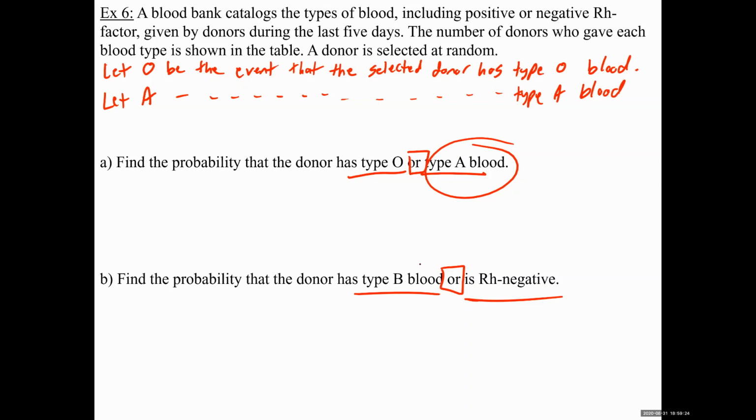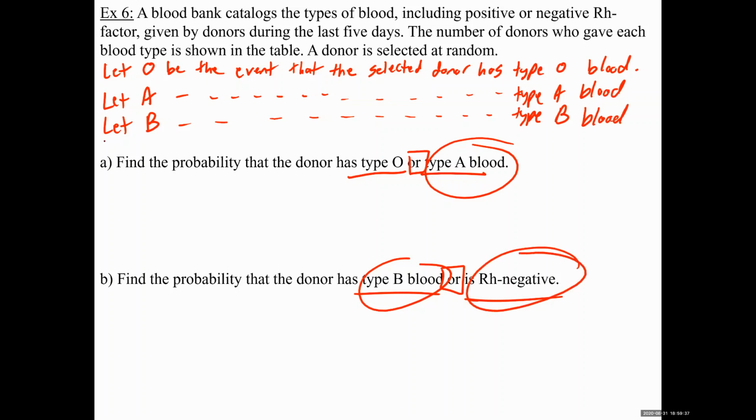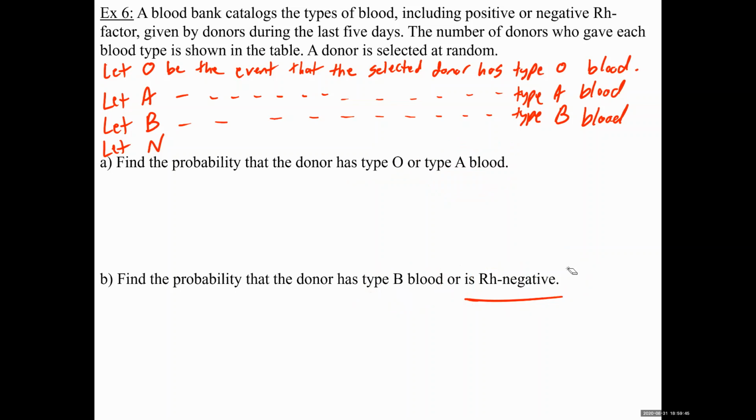Then I need something for type B blood. So let B, we'll use B for type B, be the event the donor has type B blood. Then we need something for Rh negative. So I'm just going to use N for negative, but you can use any letter you want. Let N be the event that the selected donor has Rh negative.